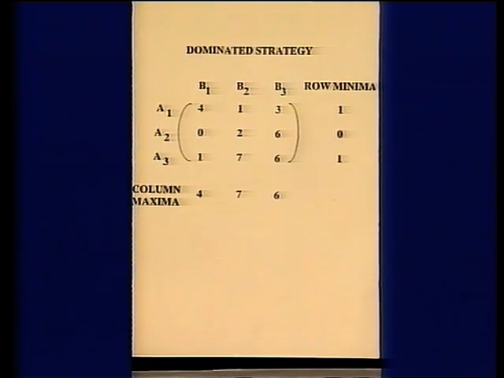Now, if you look at that table, we can see that strategy A2 is not sensible, because A can always do at least as well, if not better, by following his third strategy. We say that A2 is dominated by A3. What about the value of the game? Well, it can't be any less than 0, the smallest number in the matrix, nor can it be higher than 7, the largest number in the matrix. But as to precisely what its value is, we need to simplify the game.